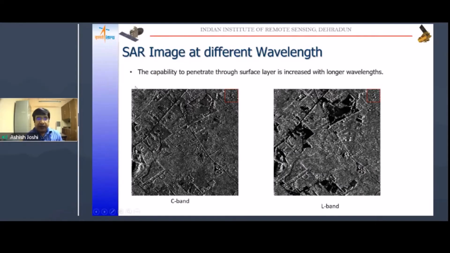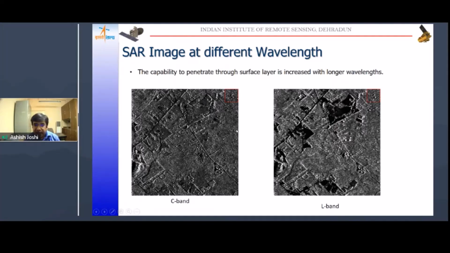So when the wavelength increases, it will penetrate the Earth surface. In the SAR image, it appears smooth if it penetrates the surface. You can see the image in the C band and L band.